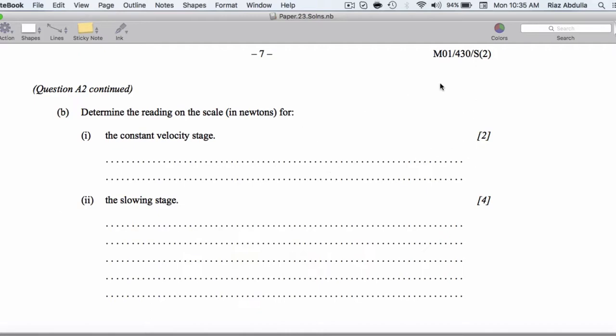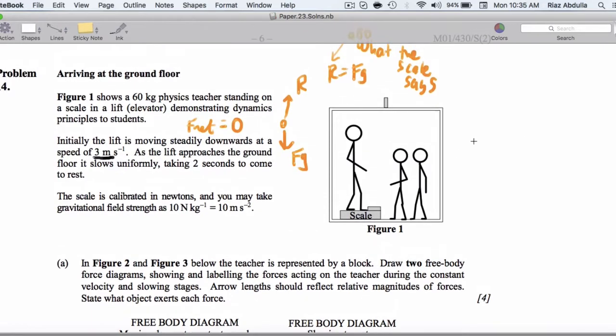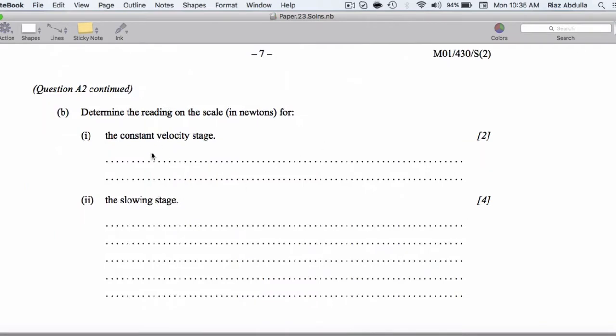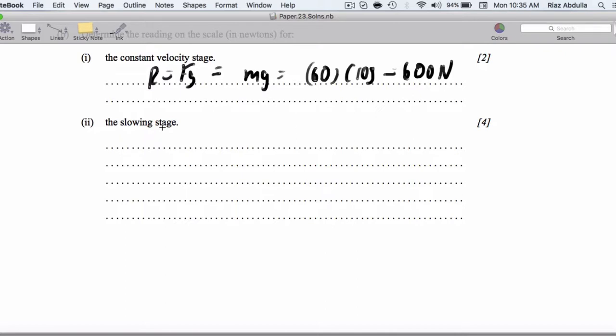All right. Now, the reading on the scale for the constant velocity stage, let's see what we have. For the first part, we said that R equals Fg because they're balanced, because it's not accelerating. So that's mg, 60 times 10, which is a 600 newton force, which is fine. Now in the slowing stage, let's remember the forces are not balanced.